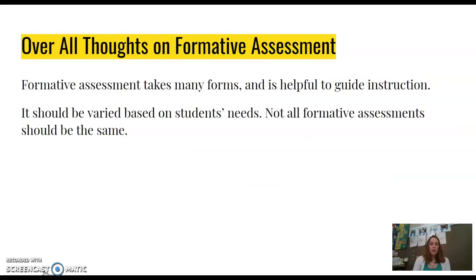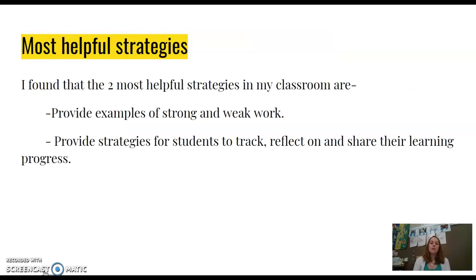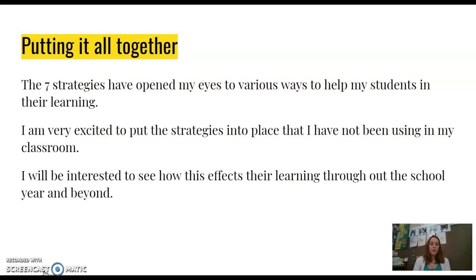Overall thoughts on formative assessment: I think it's very important to have in your classroom, and it should be used to guide instruction. It shouldn't just be worksheets. It can be a little project. It could be talking to their peers. Two of the most helpful strategies that I found in my classroom are providing examples of strong and weak work. A lot of the kids, especially now when we use teacher work, want to match our work. They really, really strive for that.